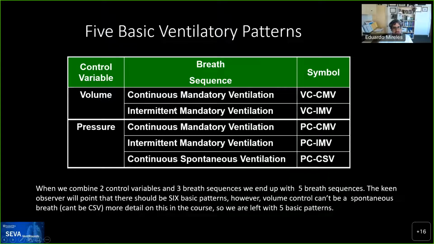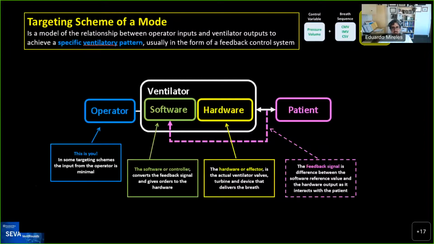So in a way, the way that it makes it easier for me to understand is that this is the programming that exists on the ventilator on how to control the hardware in the interaction with the patient. And so the operator is programming the ventilator, and that software controls the hardware, and that interacts with the patient. And so this relationship and the way that we program is what we call a targeting scheme.